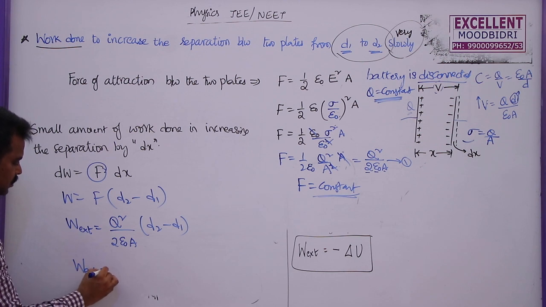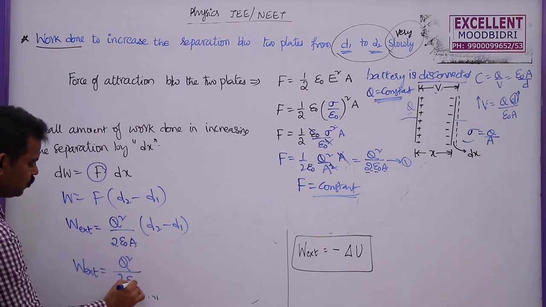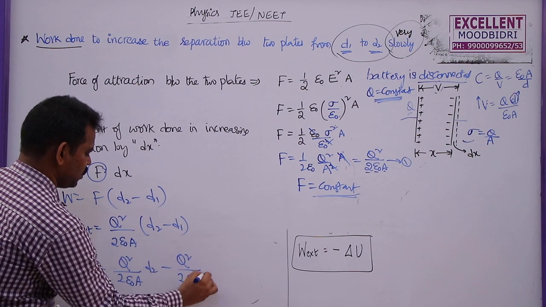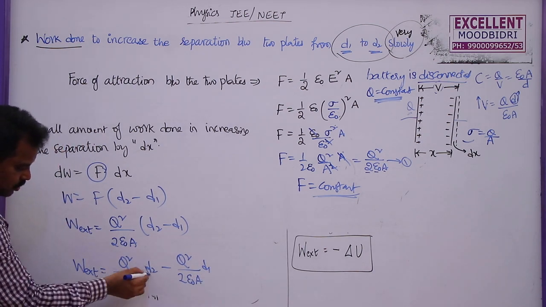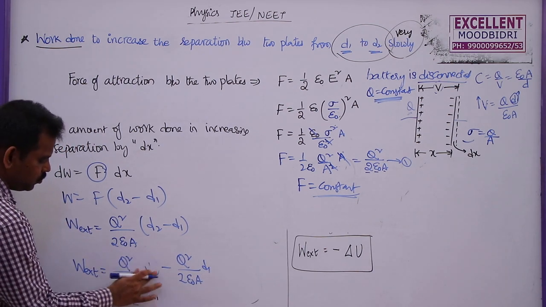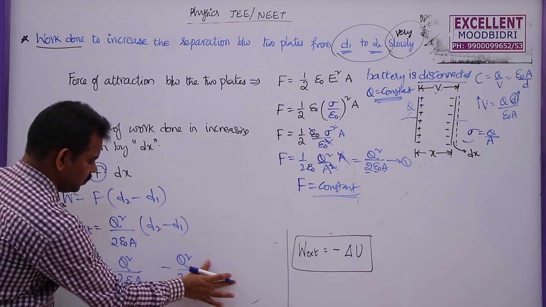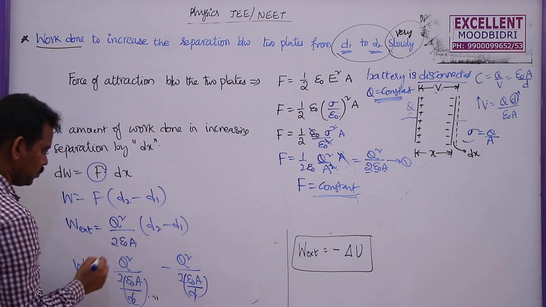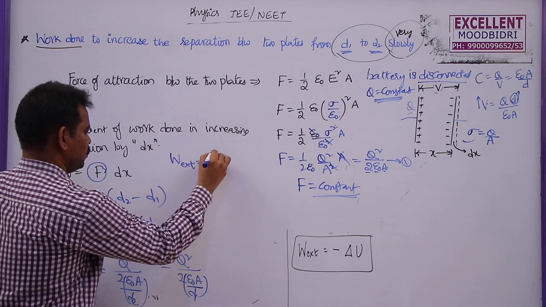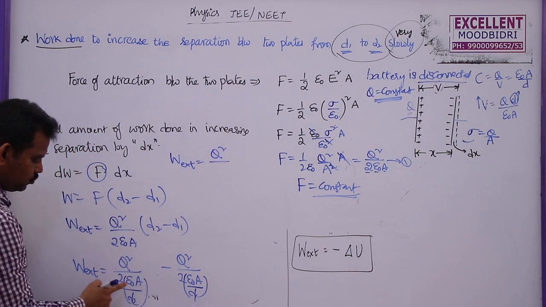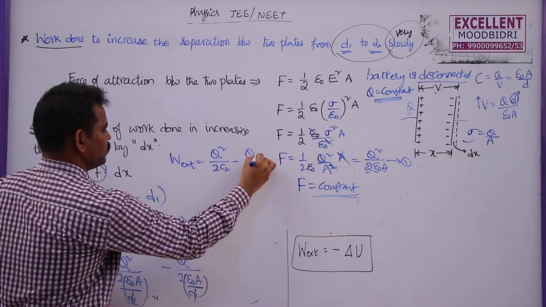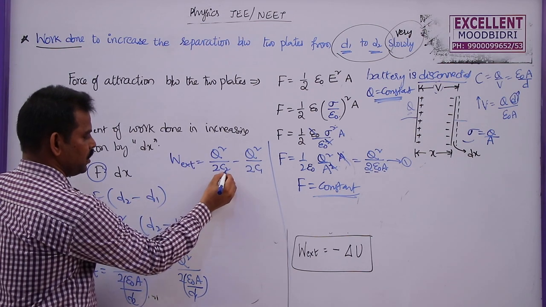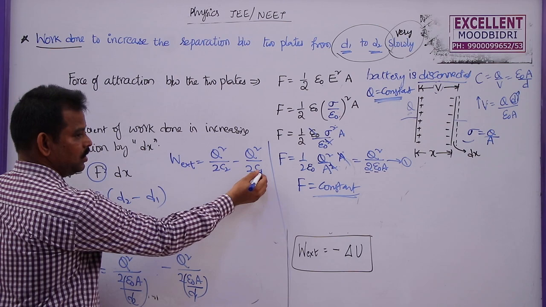So W external is given by Q square by 2 epsilon naught A into D2, minus Q square by 2 epsilon naught A into D1. You can see this D2 can be written here also, and D1 can also be written here. So this is epsilon naught A by D1, epsilon naught A by D2. This is the final capacitance. So here the work done by the external force can be written as Q square by 2C2 minus Q square by 2C1. We know that here Q is constant. So this is the final capacitance after separation, and this is the initial capacitance before separation.